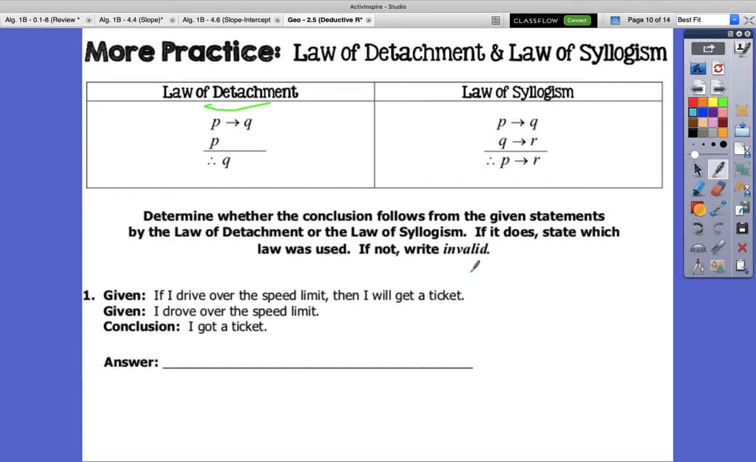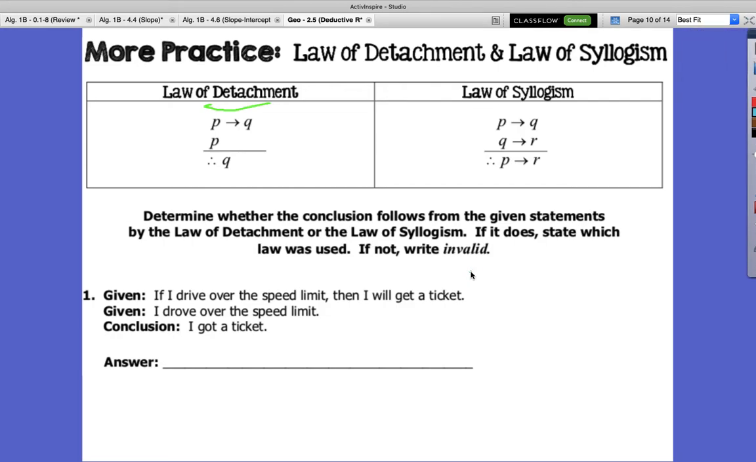So determine whether the conclusion follows from the given statements by the law of detachment or the law of syllogism. So which law is used? And if it doesn't follow from one of them, state not valid or invalid. So we're given, if I drive over the speed limit, then I would get a ticket. I drive over the speed limit, that's P. I will get a ticket, that's Q. I drove over the speed limit.